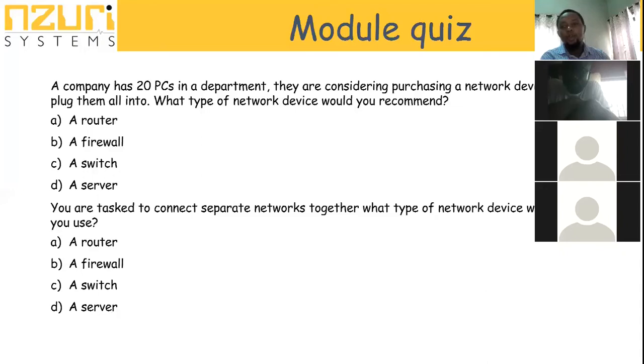Okay, sure. So we are all correct. The answer is what? A router. You get it? Because we said router is the only device that connects two separate networks together. So that's what we basically would be using for most of the time.